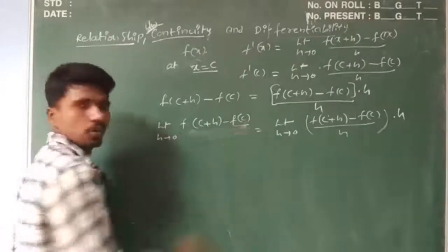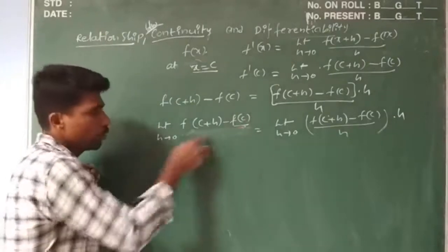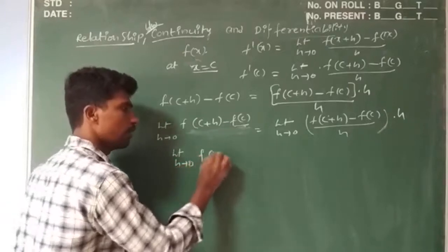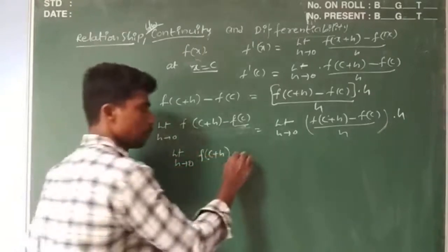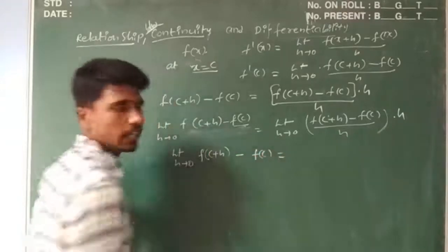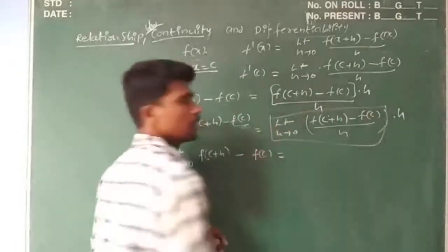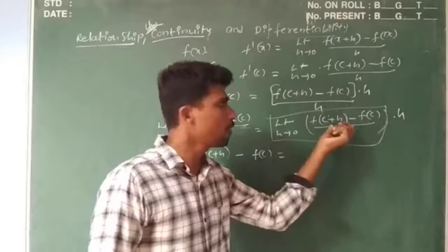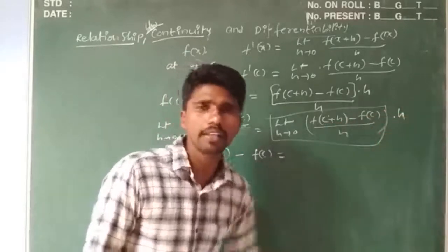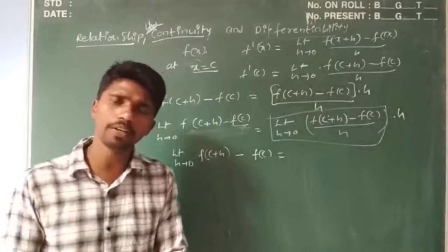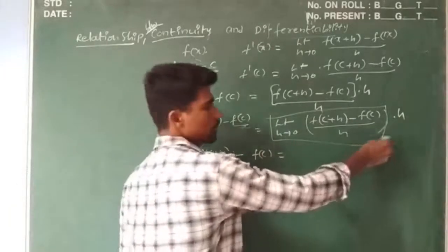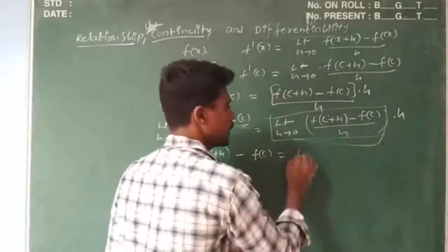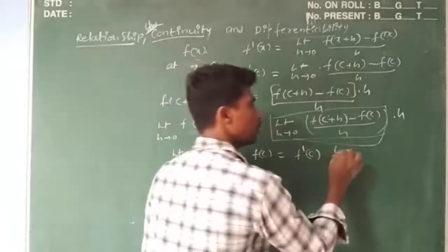But here f of c is constant, it is not depending on h, so we can rewrite this as limit h tending to 0 of f of c plus h minus f of c, which is equal to, limit of f of x into g of x can be written as limit f of x into limit g of x. So the limit of f of c plus h minus f of c by h is nothing but f dash of c. So if I take this as a limit, we get f dash of c into limit h tending to 0 of h.